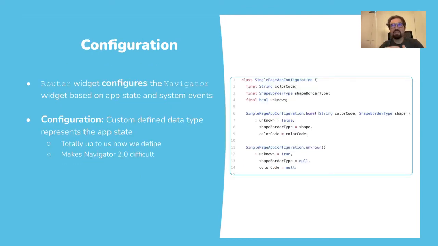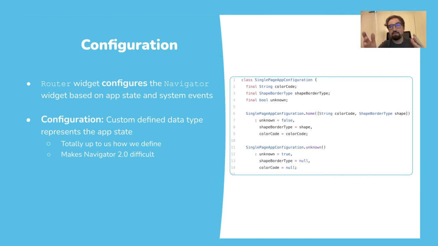The router widget configures the Navigator widget according to app state changes and system events, as we said. But the configuration is the keyword here. In our case, for example, we have this single page app configuration. It is just a data class used by the router widget in navigation operations. We will see soon how we use this.